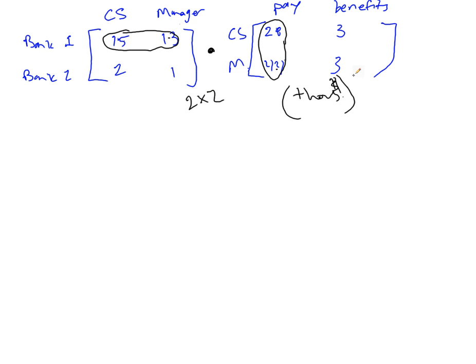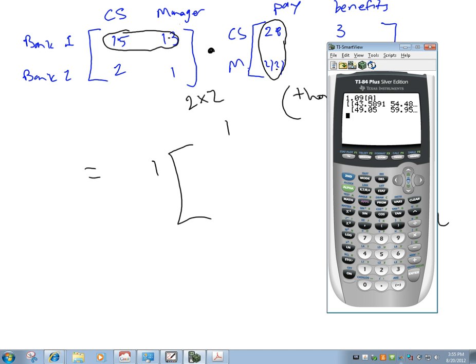Well, this is a 2 by 2. This is a 2 by 2, so what's my resulting matrix? It's going to be a 2 by 2. So that means my first row, first column, I'm going to get from taking 15 times 28 plus 13 times 44. And you can use the TI-83 to actually multiply these matrices together. That's fine. I'm just showing you kind of the detailed outlay.